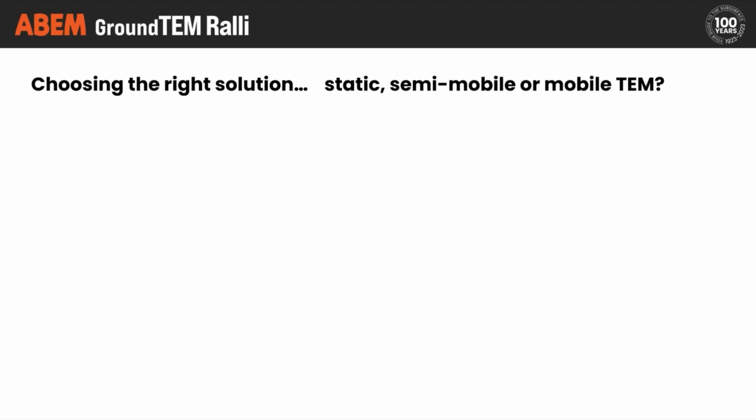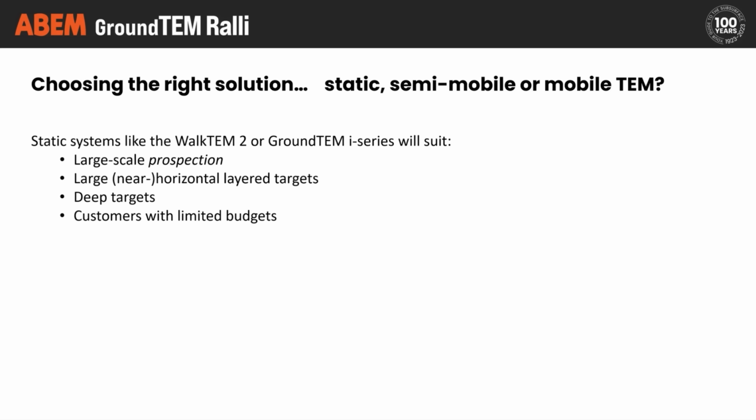So first of all, static, semi-mobile, or mobile. So by static, I mean the WalkTEM 2 or the I-series with the 20 meter, 40 meter, or 80 meter transmitter loops. By semi-mobile, I mean the GroundTEM instruments with the Explorer coils. And by mobile TEM, of course, I mean the Ralli.